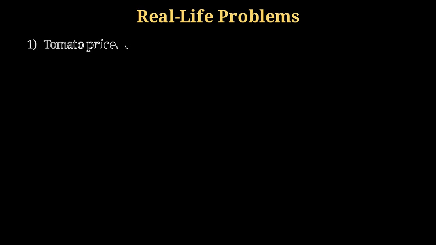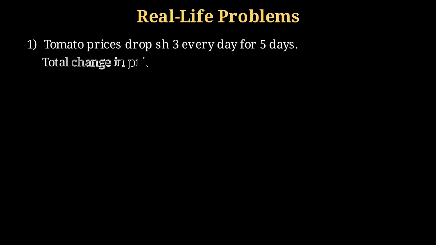In real life, multiplying by a negative shows up whenever the same loss repeats. 3 problems. Problem 1. At the market, the price of tomatoes drops by 3 shillings every day for 5 days. What is the total change? A drop of 3 is -3, 5 times. 5 times -3, -15. The price fell by 15 shillings.